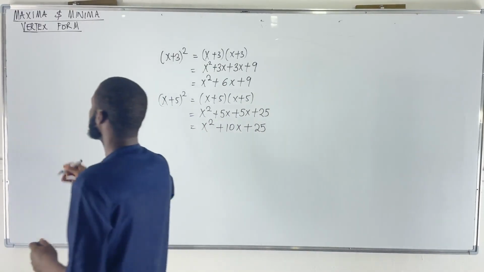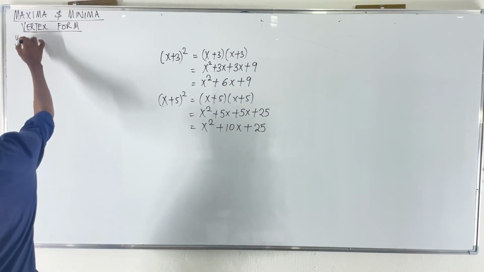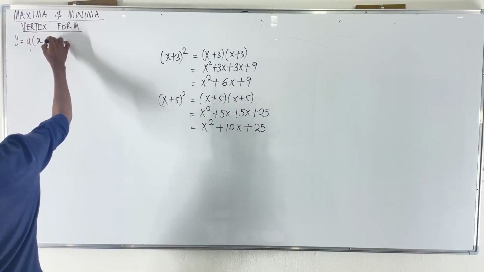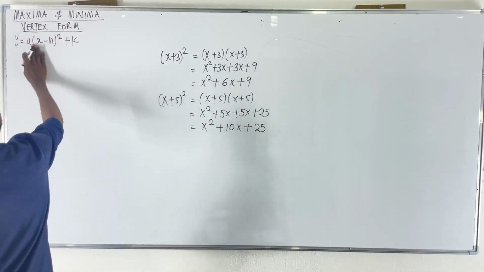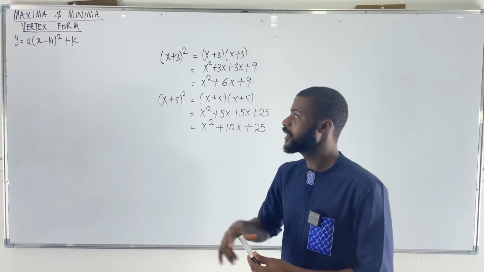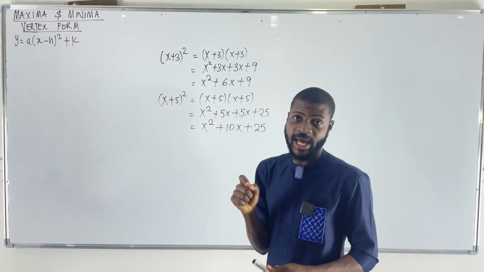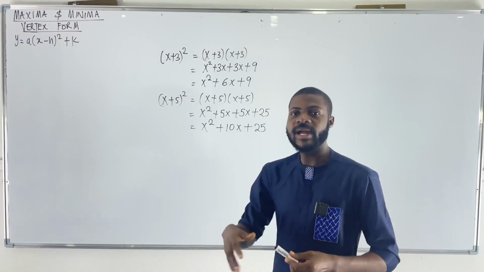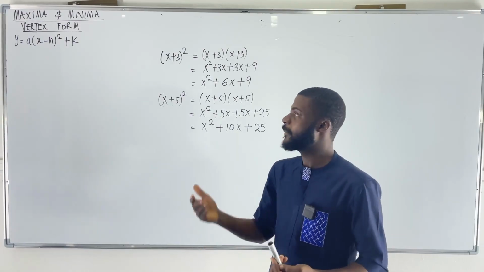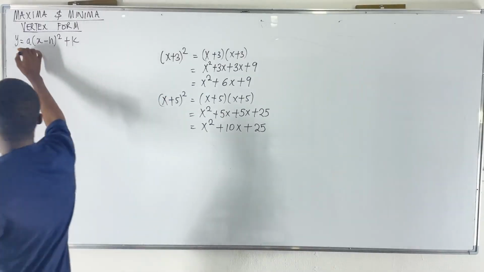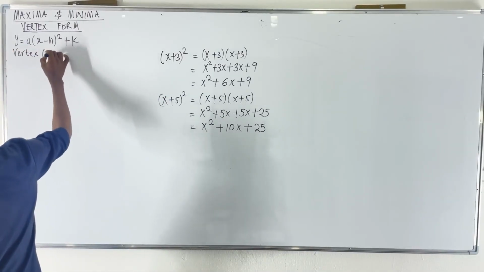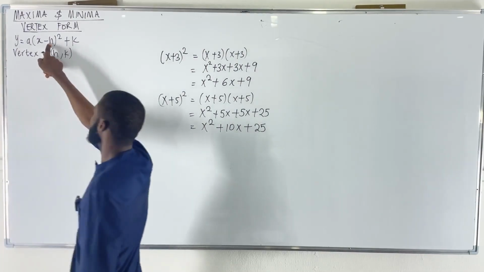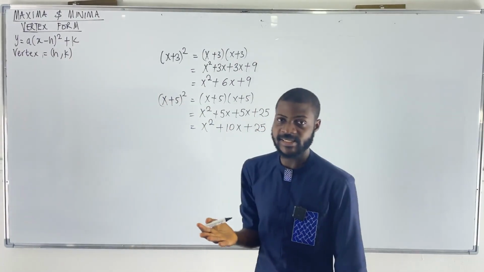Now, what is the Vertex form? The Vertex form is y equals a into x minus h squared plus k. If you can conveniently write your quadratic like that, you'll be able to express it in vertex form. Why is the vertex form very important? Because when you get your vertex form, you can say our vertex is h, comma k. That's what our vertex is.